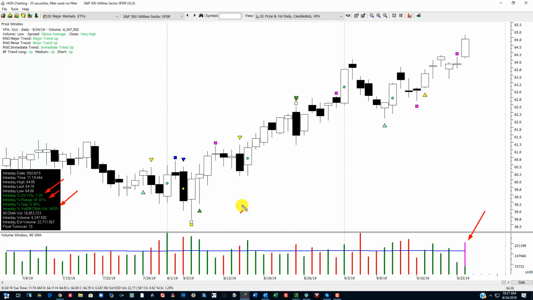So this is the reason I have both end-of-day and intraday charts. The current volume as of the last 8-day update is about 6 million shares. The estimated volume is about 22 million. And the float turnover, that means that the float of this ETF is turning over every 10 days.